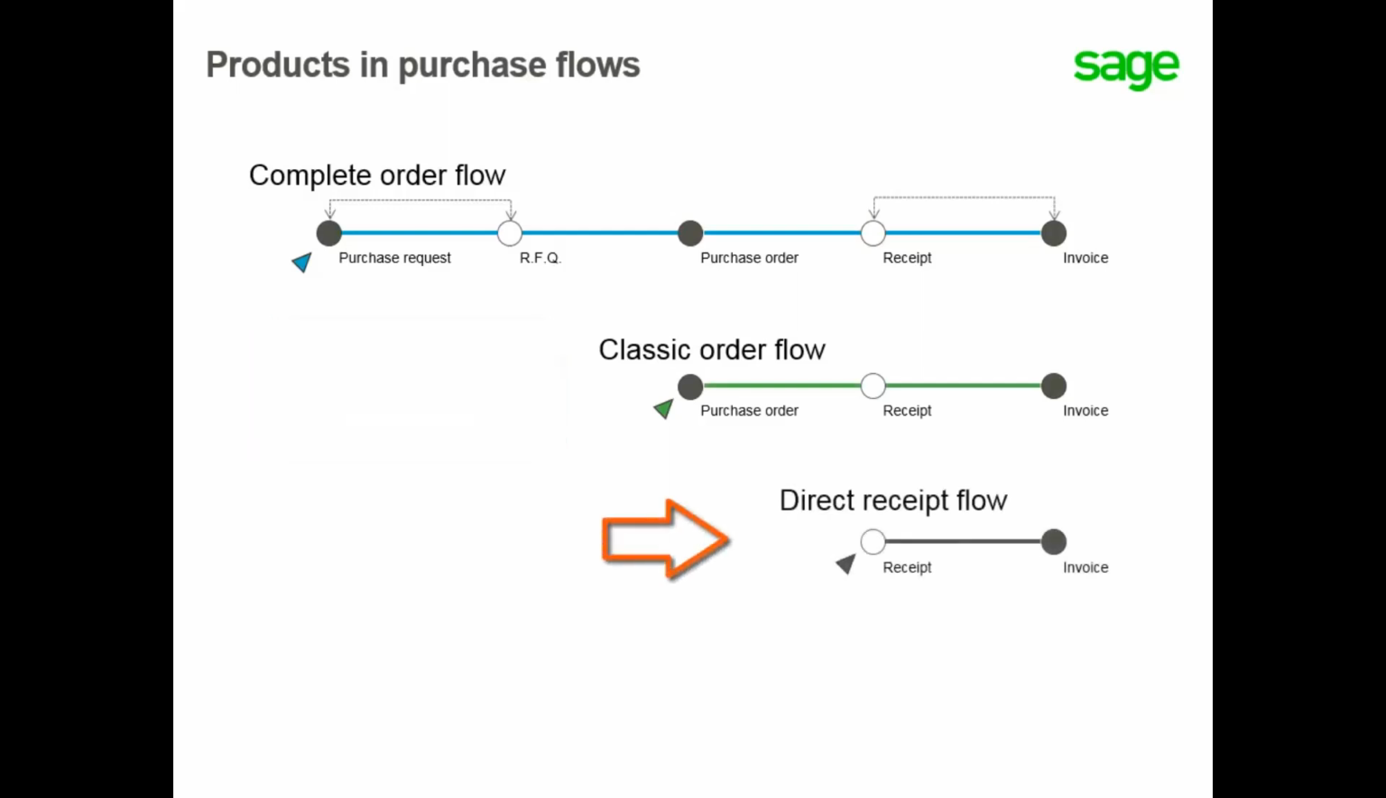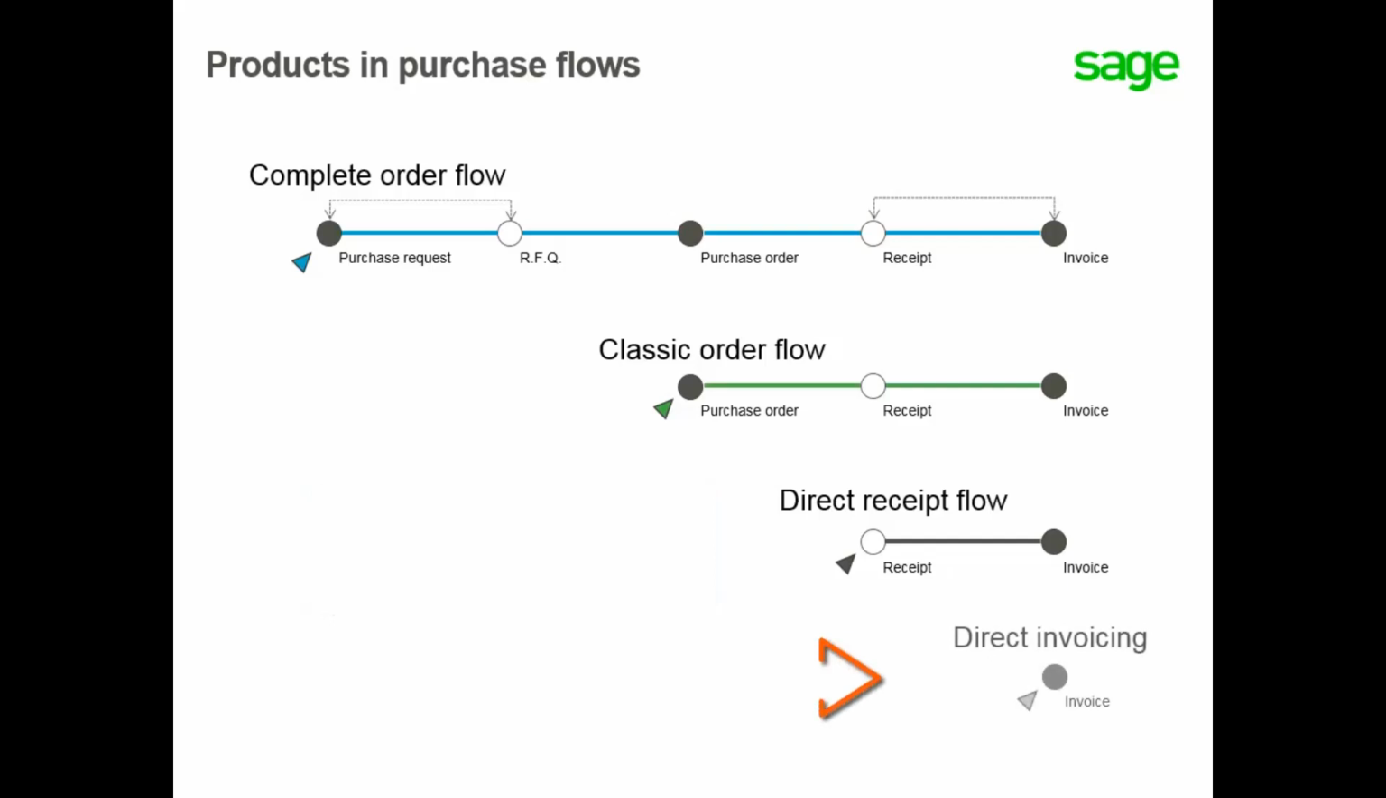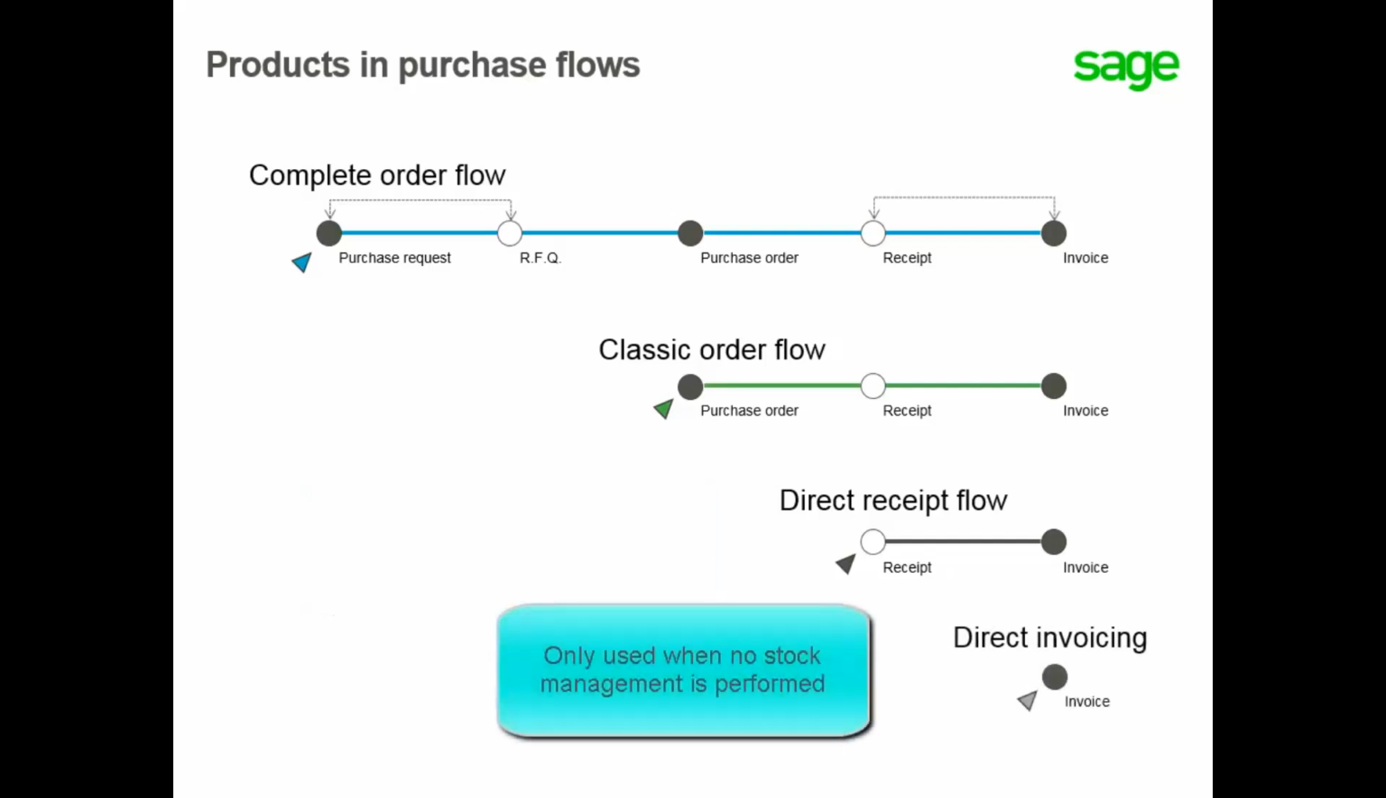Now, this flow starts at the receipt step. This is generally used in cases where you do not manage purchase orders. Also, although not recommended, it can be used in cases where a product is received that was not ordered, but you decide to keep the product. And this flow starts at the invoice step. This is only used when there is no stock management performed in a company.